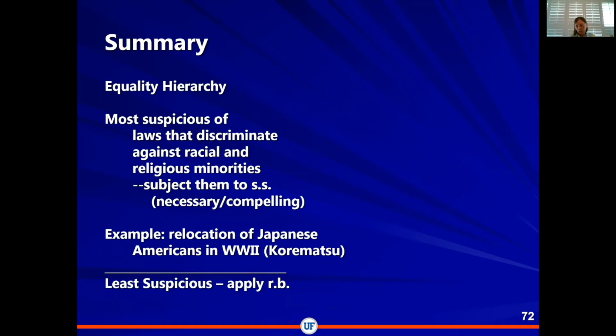Now, just the relocation of the Japanese Americans in World War II, Korematsu, I'm sure you're all familiar with that. That was a law that classified on the basis of race and passed strict scrutiny at the time, the protection of national security. Of course, since then, the court has said, oops, right? And Congress, of course, passed reparations, but that was an example. So just because something might be subject to strict scrutiny doesn't mean that it's unconstitutional. If the state can meet the burden of justification, the law will be constitutional.